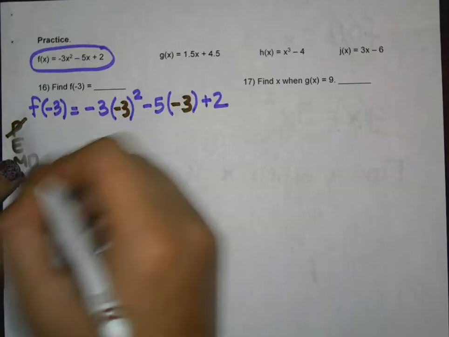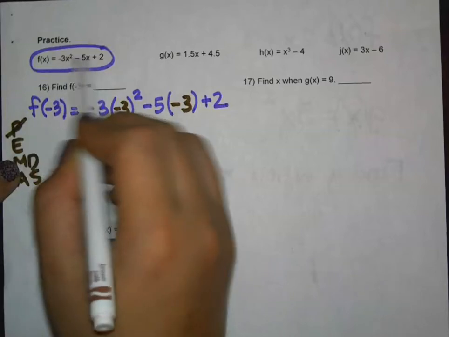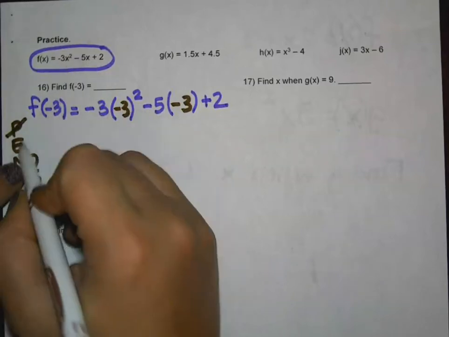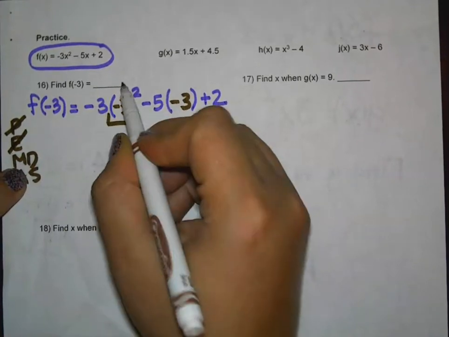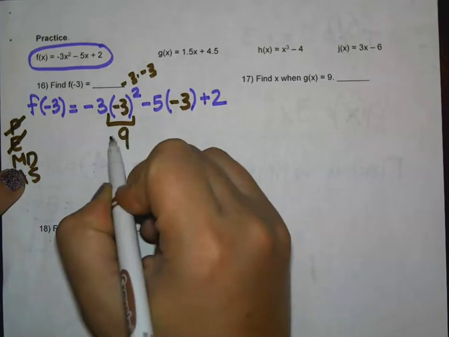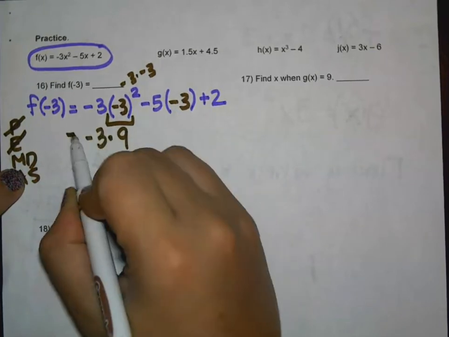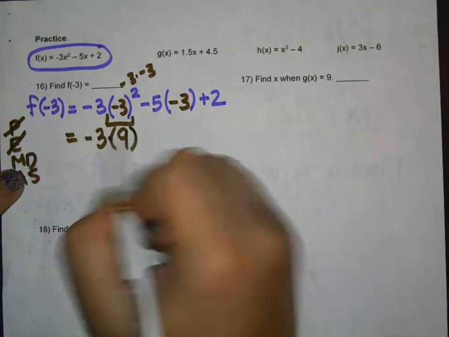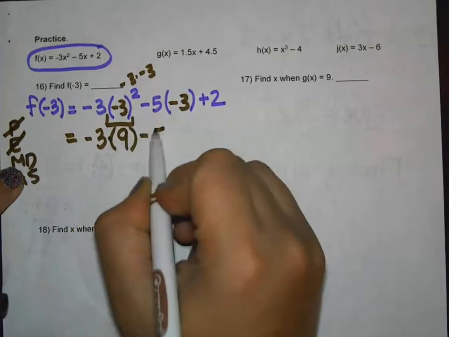Parentheses first are grouping, but there was none to begin with here. Exponents next. So this is negative 3 times negative 3, which is 9. And then I could either put a dot and bring down the negative 3 or leave it in parentheses for multiplication here, your choice.